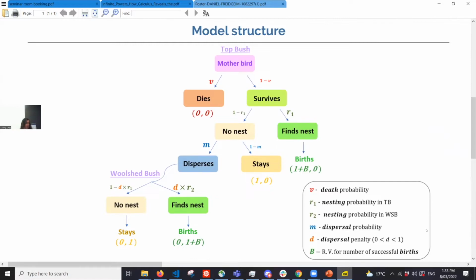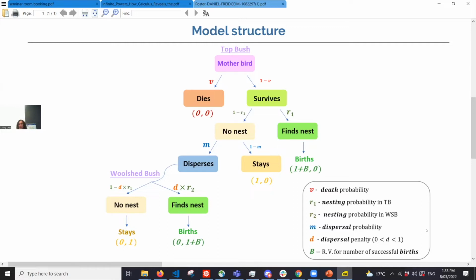Initially, the deaths were taken into account. And after that, if the bird would survive, then it would try to find a nest. So if successful, it would give birth to B offspring. And therefore, the total offspring will be the B births plus the bird itself. The bird itself is included in the offspring. But if it's unsuccessful, then it gets to make a choice.